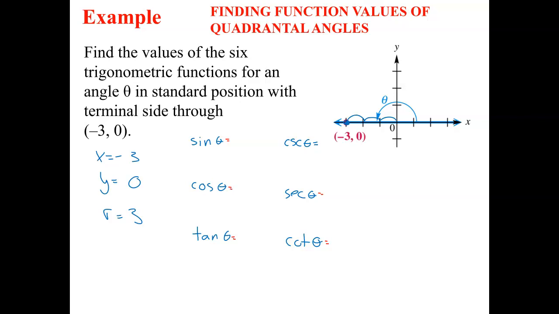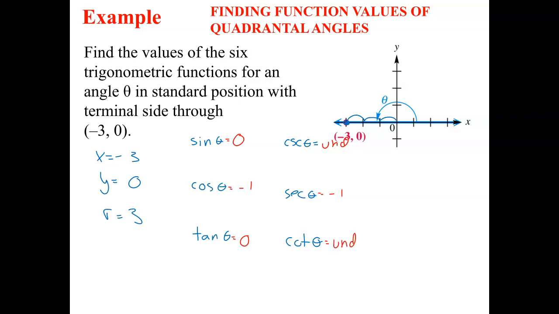All right, what do we get for sine? 0. What do we get for cosine? -1. Good. What do we get for tangent? 0. Cosecant. Undefined. Secant. And cotangent.